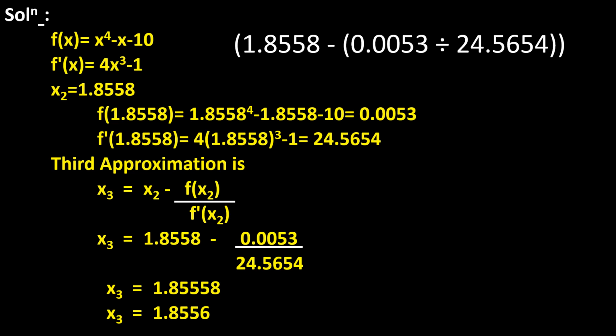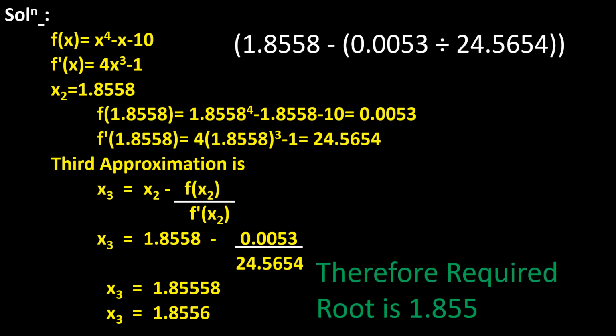Now in the question they have asked you to find the root of the equation x to the power 4 minus x minus 10 by using the NR method up to 3 significant digits. So now we can observe x2 and x3. x2 is 1.8558 and x3 is 1.8556. In these two values, up to 3 digits, that is 1.855, it is the same. Therefore the required answer is 1.855. The required root is 1.855 of the given equation x to the power 4 minus x minus 10 is equal to 0 by using the Newton-Raphson method near to 2.